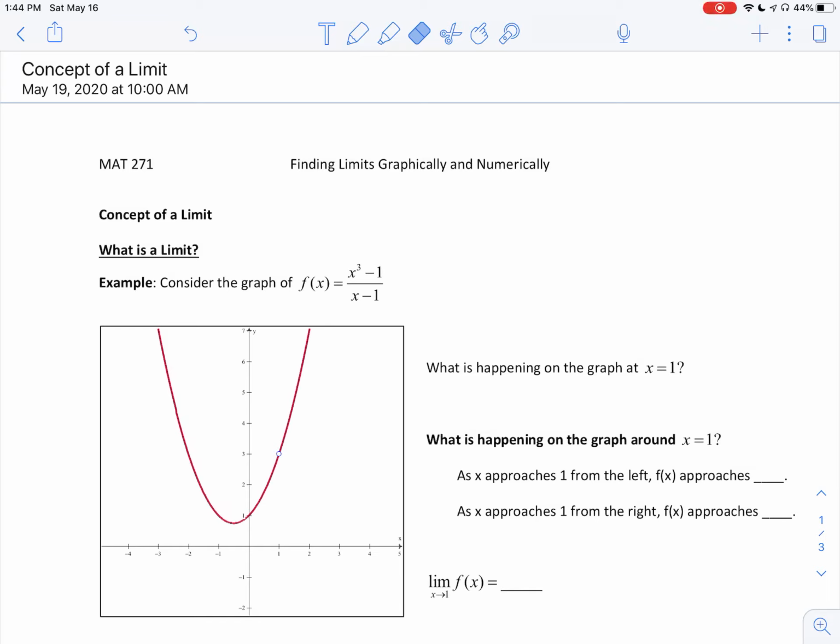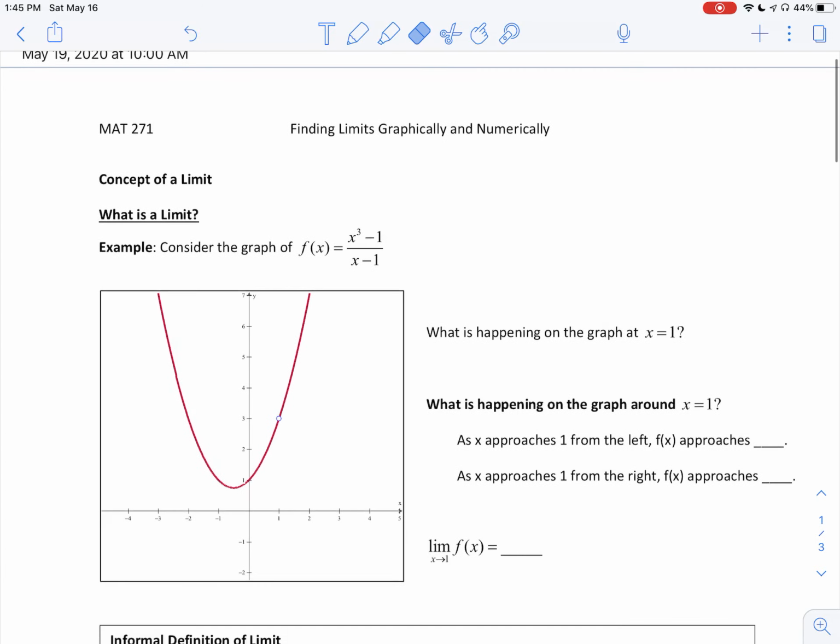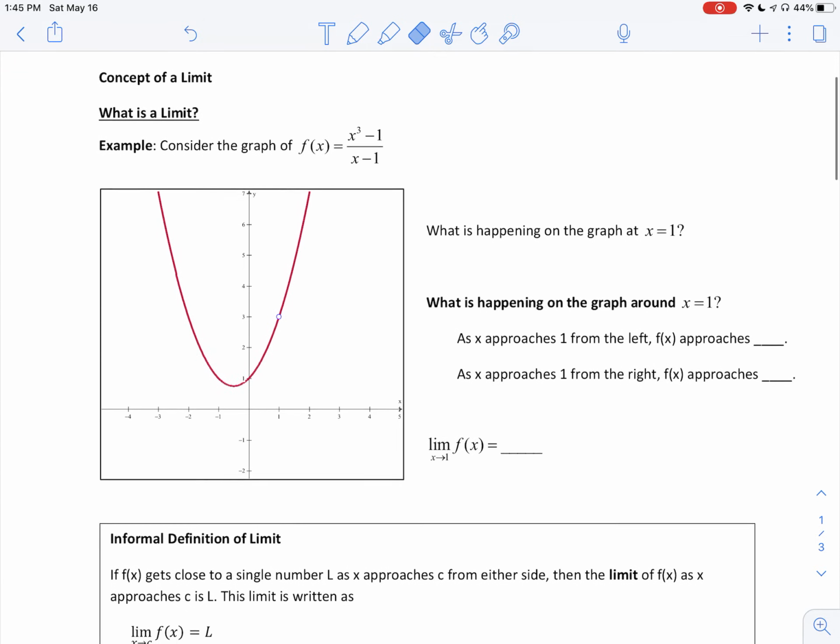The first thing we're going to be discussing is the concept of a limit. Now, limits are going to be an important topic for us because they're really the foundation of all of calculus. So the first question that we need to consider here is simply, what is a limit? In order to do that, we're going to look at this example.